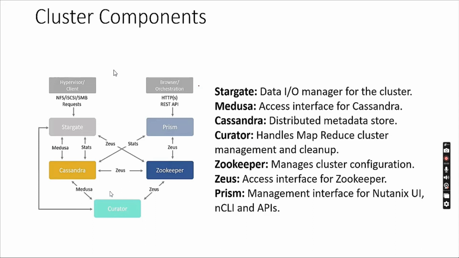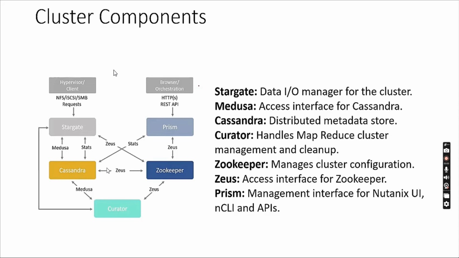Like Curator, its task is only to clean whatever unused data there is, like unused snapshots or stale VM images. His work is to clean all those stale images and snapshots. And Cassandra is the distributed metadata store. Cassandra distributes the metadata. Metadata means data about data.